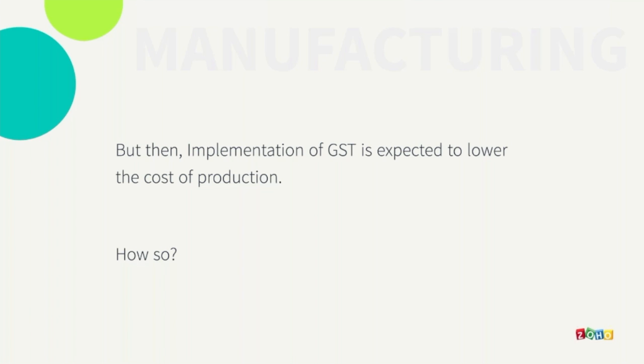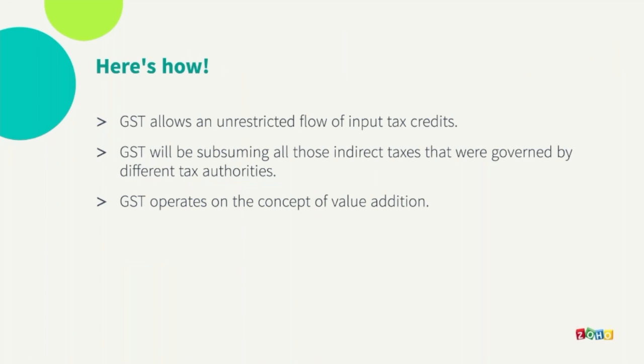Good news here is that the implementation of GST is expected to change things around by lowering the cost of production. Well, this sounds good, but then how does the GST do that? Well, here is how. First thing that we need to understand here is that GST allows an unrestricted flow of input tax credits within the entire system.